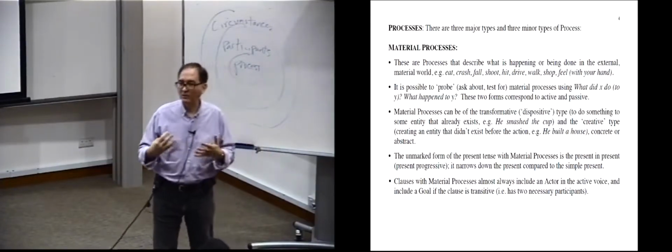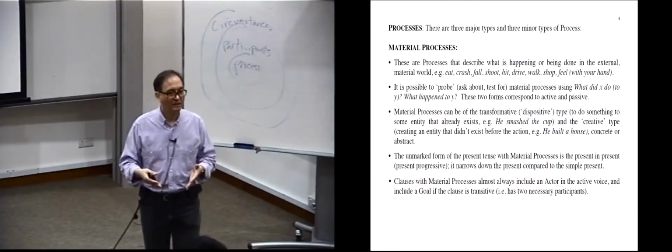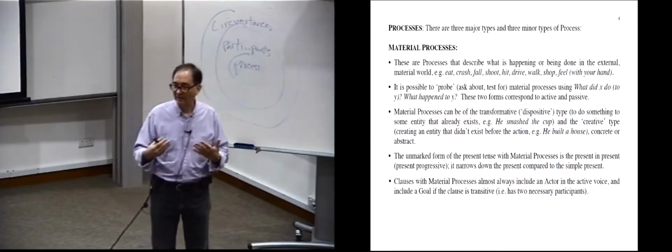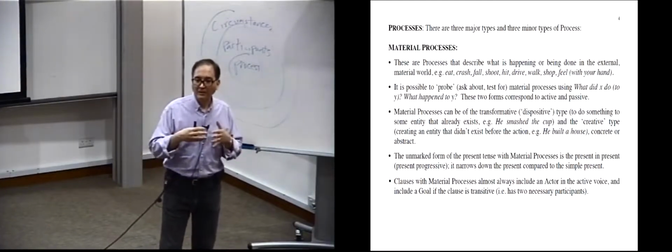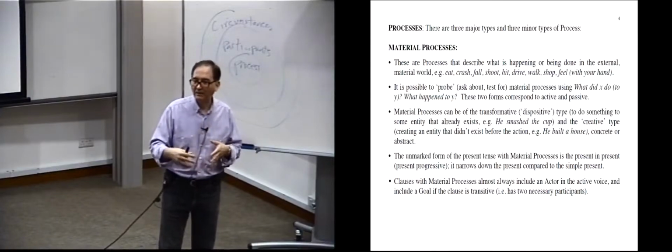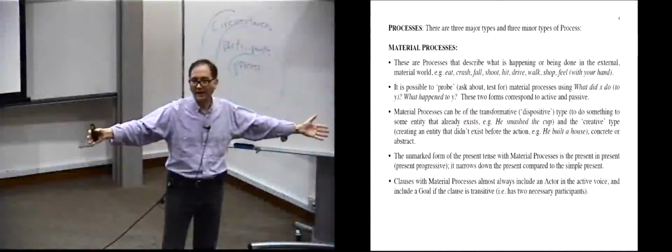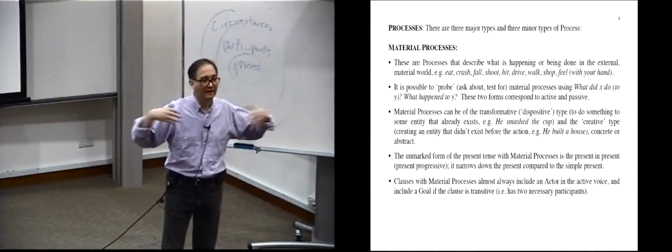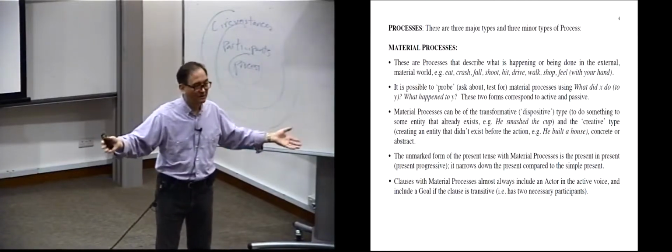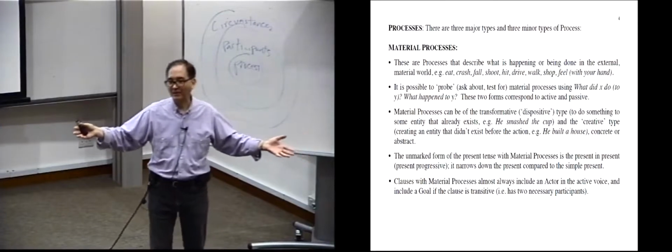Now, normally with an activity verb like that, a material process like eat peanut butter, if you say he eats peanut butter, it's understood not as he's eating peanut butter right now, but as a habit that he has. Like, I eat peanut butter for breakfast every morning. So I use the simple present. I eat peanut butter for breakfast.